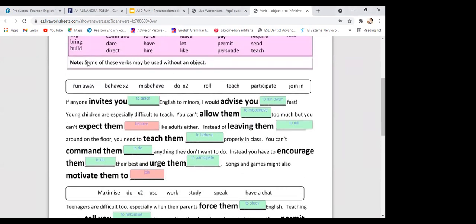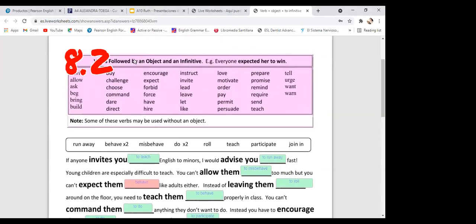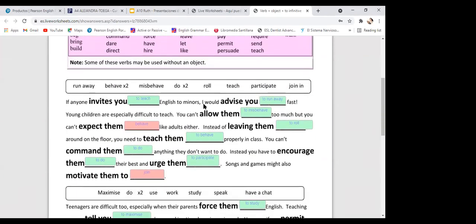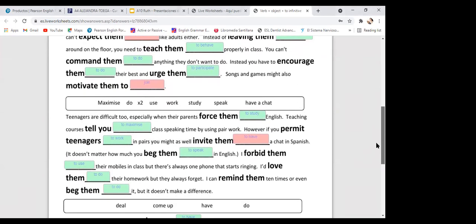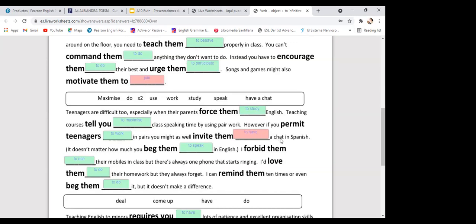Yeah, but the preposition to is already written. Oh, yeah, here it is. To join in. Oh, here it was in. You missed in, not the preposition to. But here it was join in. I want to see that. Oh, yes, it was join in. That's why. Okay. Join in. Okay, here was the preposition to. And here, invite them have a chat in Spanish. To have a chat in Spanish.